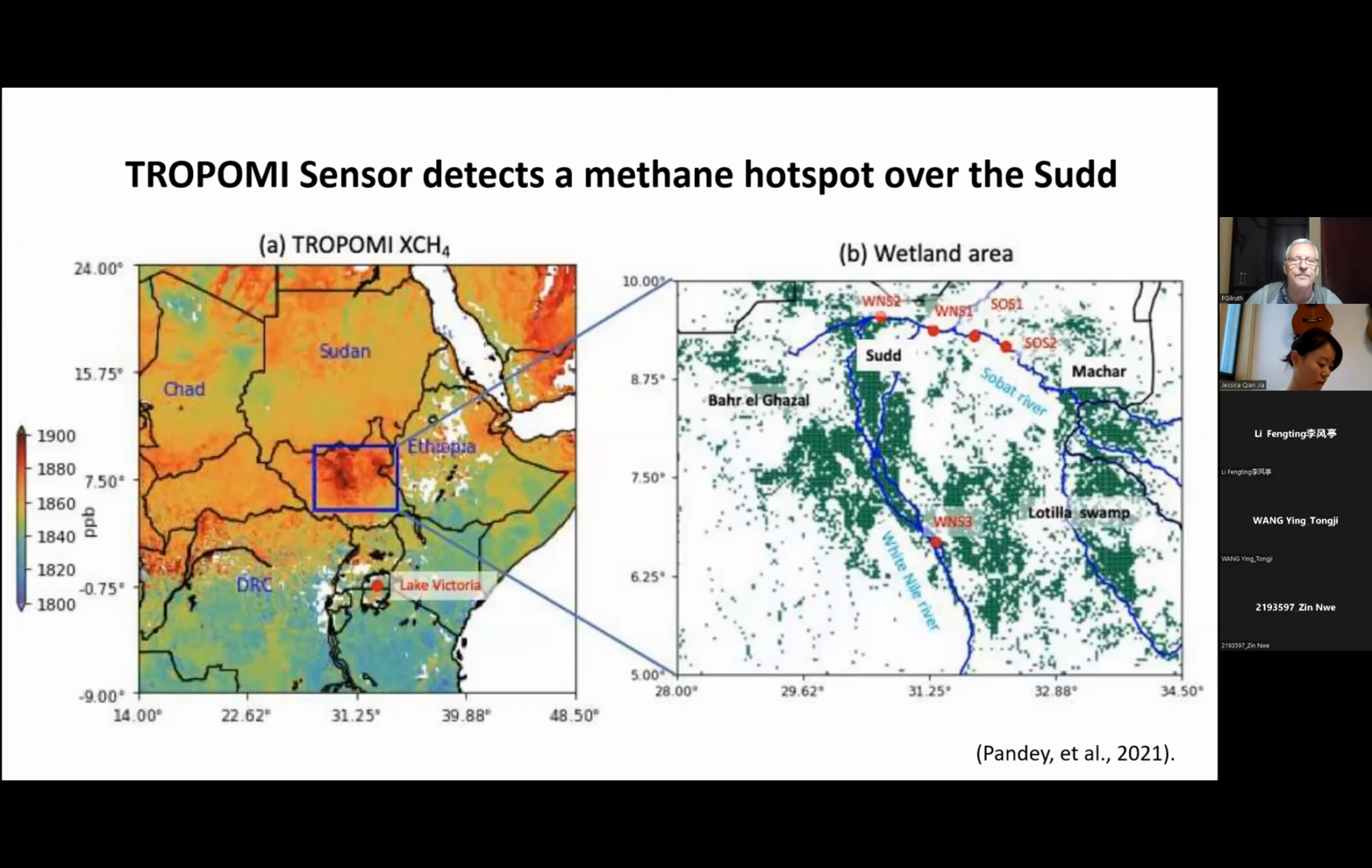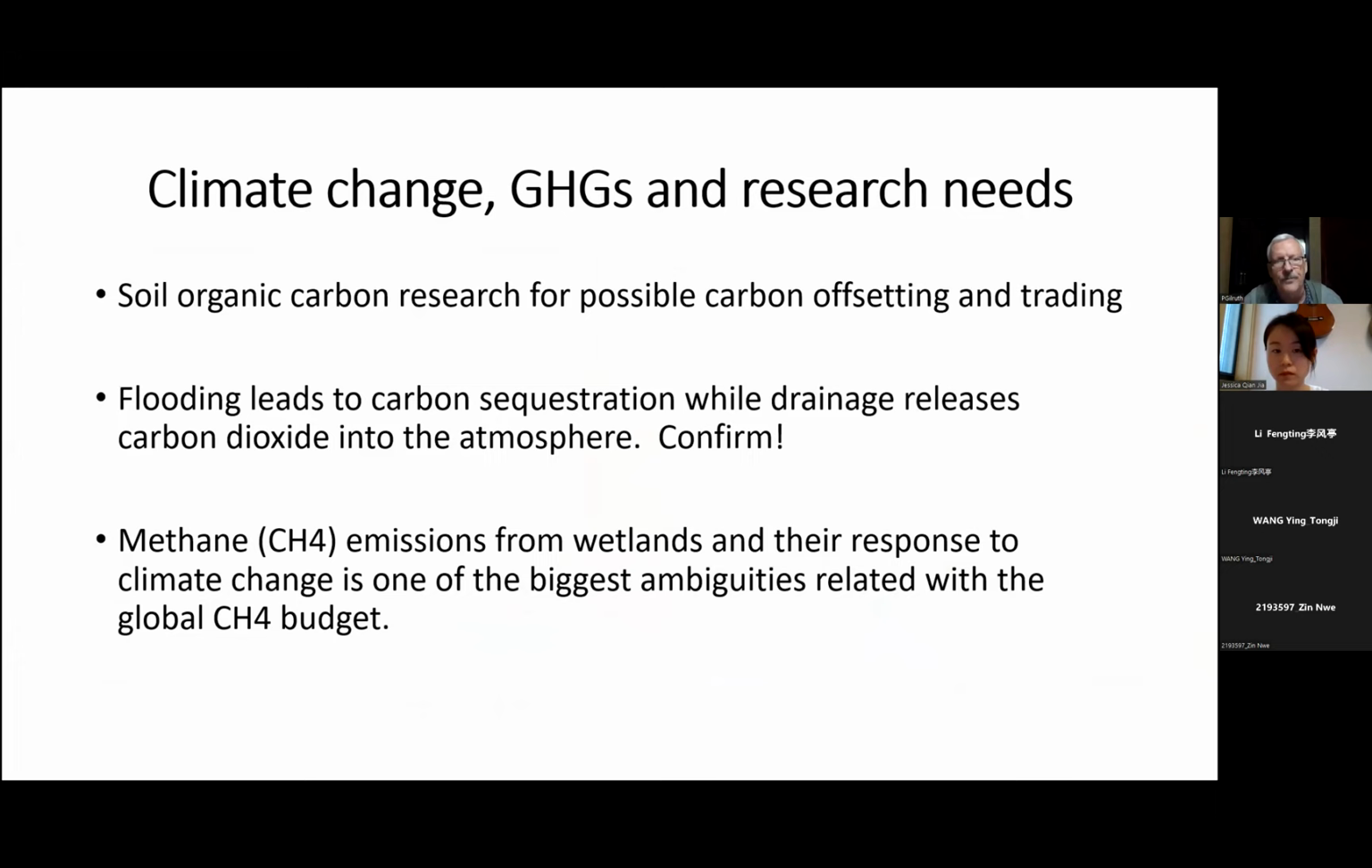Going to the next slide, these are areas for research. We need to understand the soil carbon for possible carbon offsetting and trading. We need to understand better how flooding leads to carbon sequestration while drainage releases carbon dioxide into the atmosphere for these tropical wetlands. This is what common knowledge says, but this has to be confirmed in the Sudd wetlands, where we have very little in situ data, very little ground data. And the methane emission from the wetland is something that still is an ambiguity globally, and we need to understand its contribution to the methane budget at the global level.